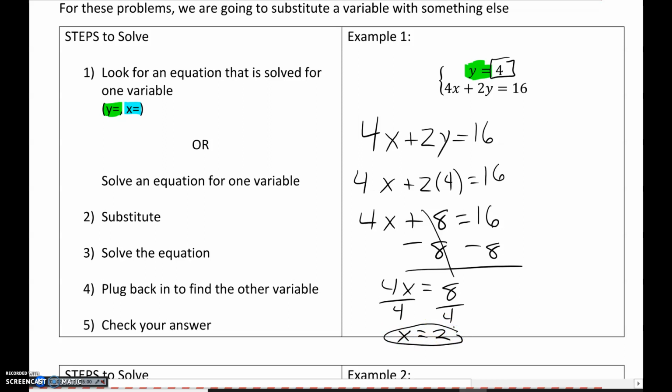Once you solve the equation, you want to plug that value back into the other equation to find the other variable. But in this case, we already have that because we have y equals 4. So our final solution here, remember our solutions for systems are a coordinate. So we have x equals 2 and y equals 4. So our solution is (2, 4).